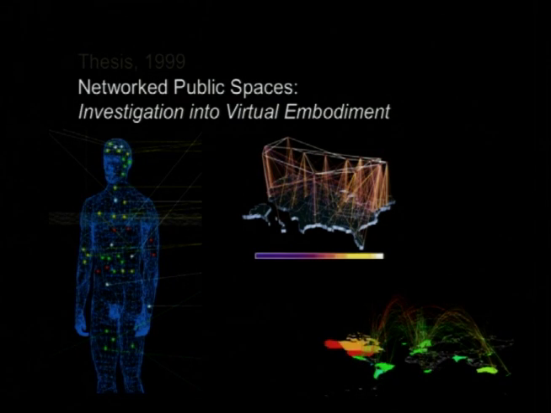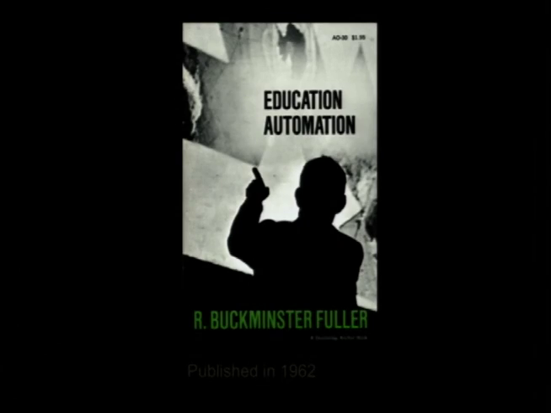So my thesis was dealing with network public spaces and looking at visualization in relation to our physical body, our embodiment, and geographic spaces as well. I was studying Buckminster Fuller. Because I was at UC Santa Barbara, I was lucky to be artist in residence at the Buckminster Fuller Archive. And I read this book that influenced me greatly in thinking about how education could work. This was published in 1962, and it's still quite relevant.